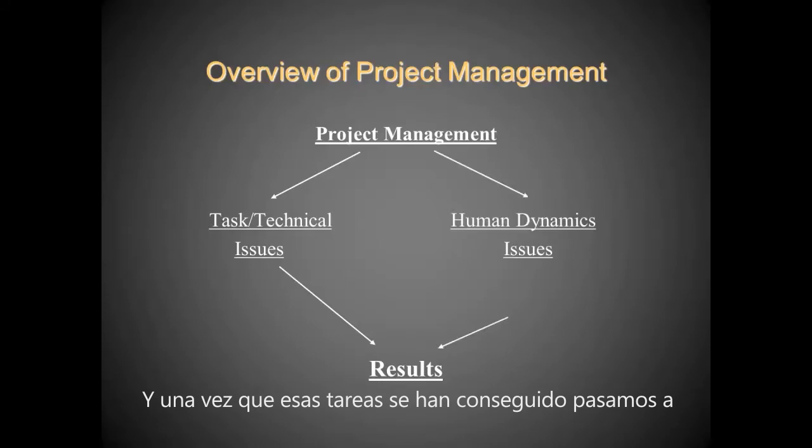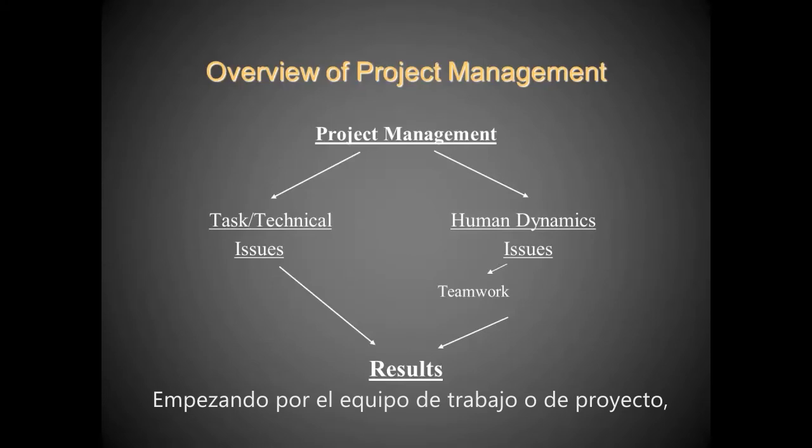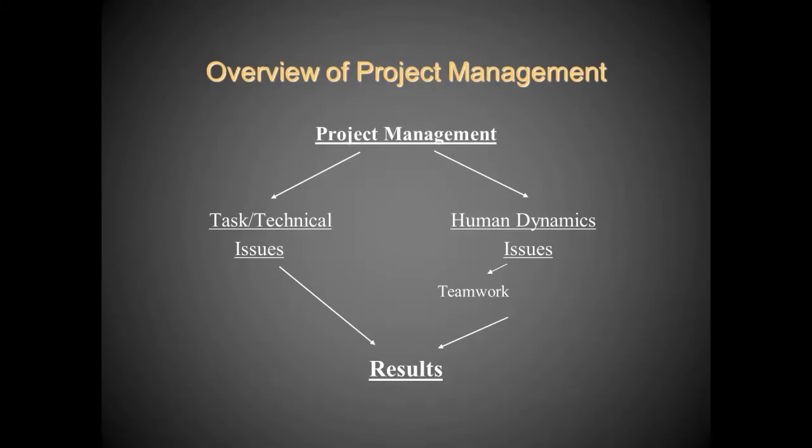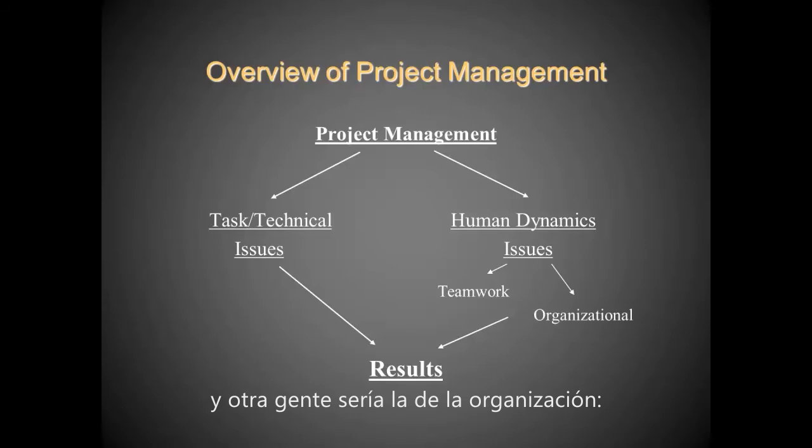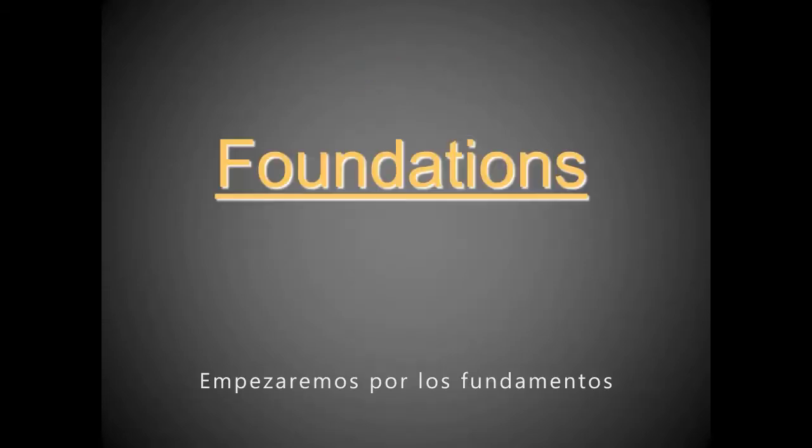To get those tasks accomplished, we have to work with other people. So there's some human dynamics issues. One major group we will work with is our project team. You and the project team will actually do the project. Other people we have to deal with are all the organizational people. There are people and groups surrounding this project, customers, stakeholders, all sorts of people and groups surrounding this project, and the project manager has to deal with all of these people successfully to get the results from the project.